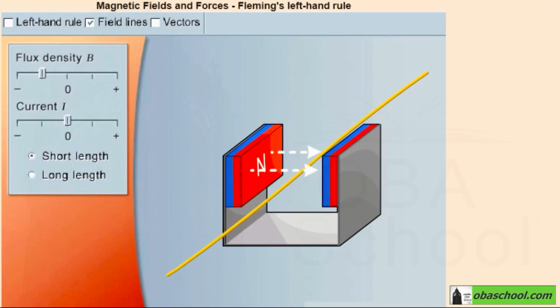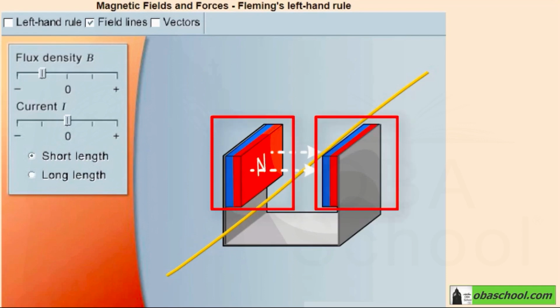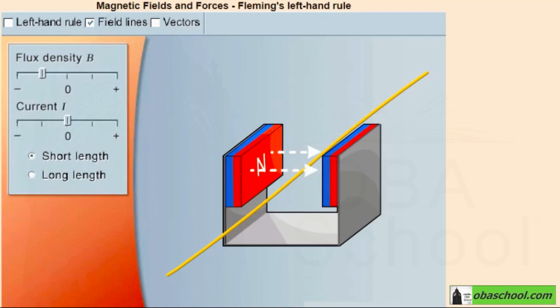In this interactivity, we're going to deal with Fleming's left-hand rule. Here's a piece of steel. The magnets have been fixed to provide a magnetic field from left to right. A conducting wire is passing in the middle.